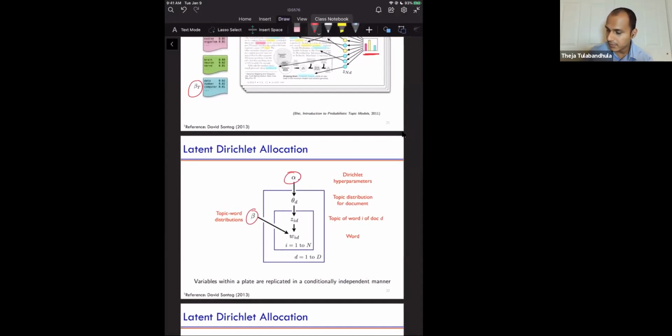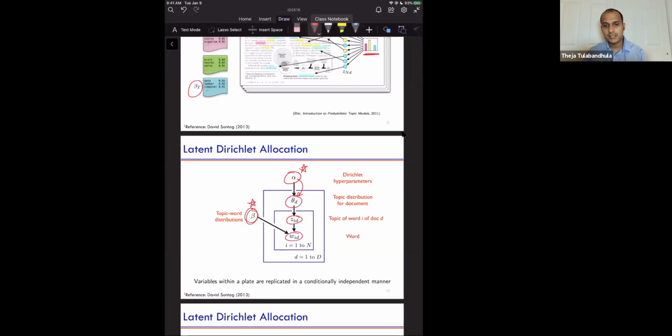Given alpha, the generative procedure is: you draw a sample for a given document. Little d represents the document index, say first document, second document, and so on. You first generate a topic distribution for the document. Then for each word location, since I only want to produce n-length documents, I first produce a topic for each word location, and then fill in the word itself. But to fill in the word, I need the topic word distributions. The star-marked ones are the parameters.